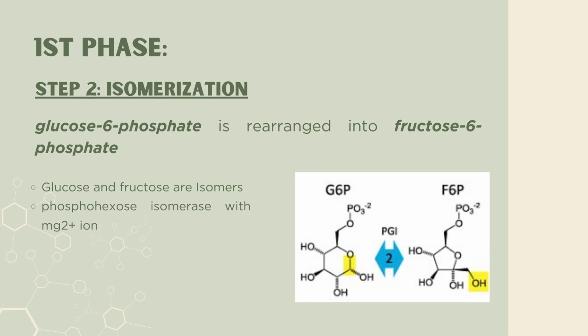In the second step, the glucose 6-phosphate from the first step becomes fructose 6-phosphate, facilitated by the magnesium 2+ cofactor. Glucose and fructose are known to be isomers of each other. Thus, the enzyme responsible for this rearranging reaction is an isomerase, specifically phosphohexose isomerase. Regarding the delta G value, the reaction is reversible.